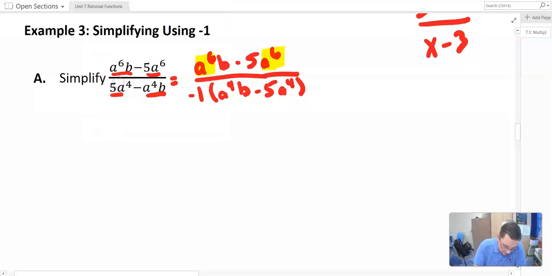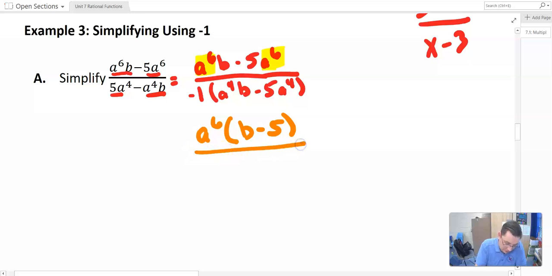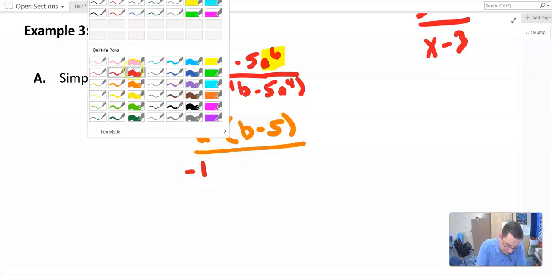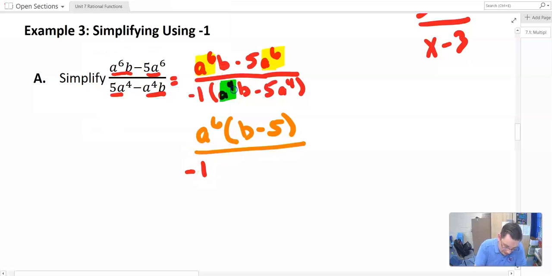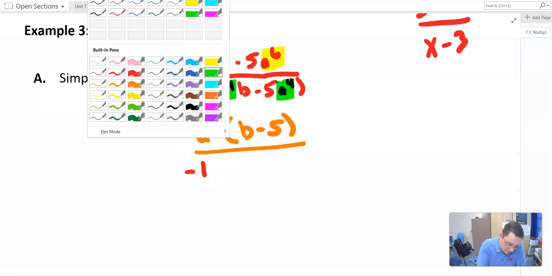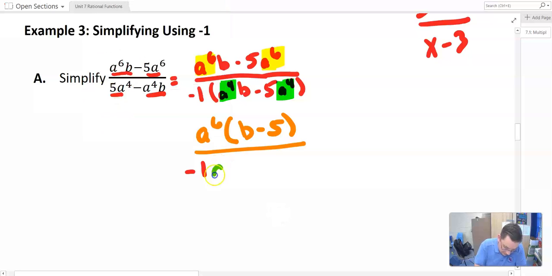And so we're able to factor that out, and what's left is b minus 5. In the denominator, something similar happens. We still got that negative 1 sitting out front, but in the denominator, we've got a to the 4th and an a to the 4th, and we factor out that a to the 4th, again leaving b minus 5. And so now we're able to cancel some things out.